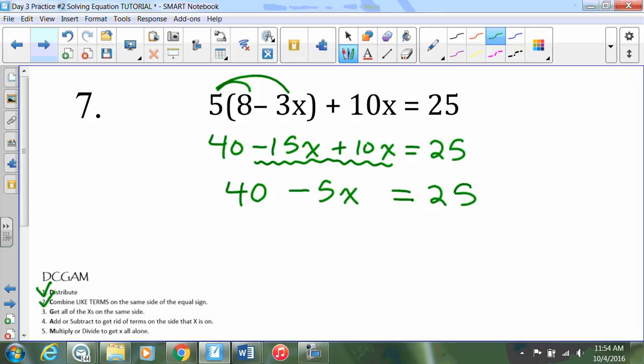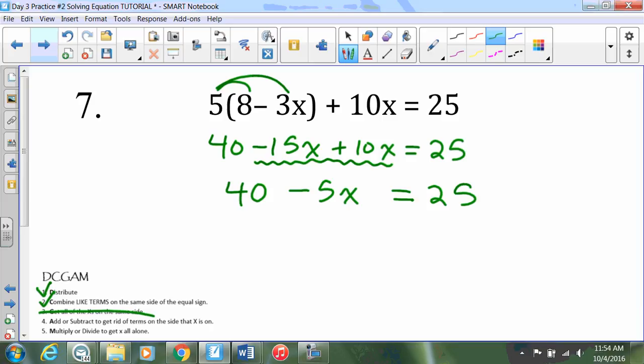Get all the x's on the same side. Still only have x on one side, so we haven't been able to do that step yet, have we? Add or subtract to get rid of terms on the same side that x is on. This is very important. Sometimes people want to move this 25. Why? Always look at the side that x is on and get rid of things on that side.